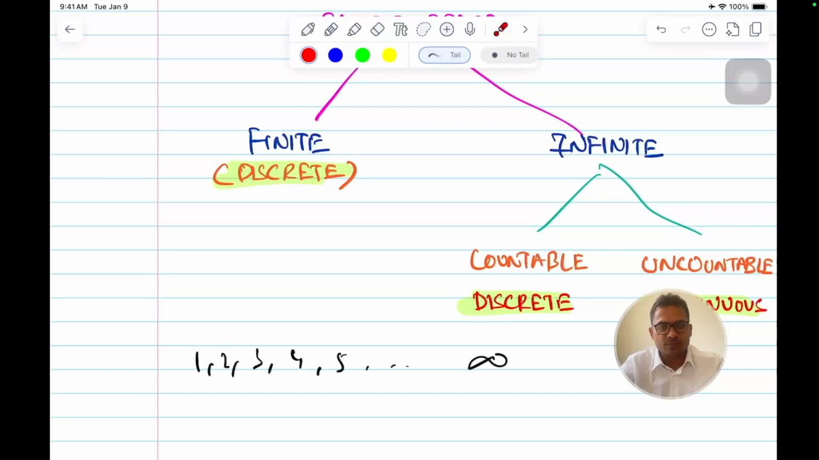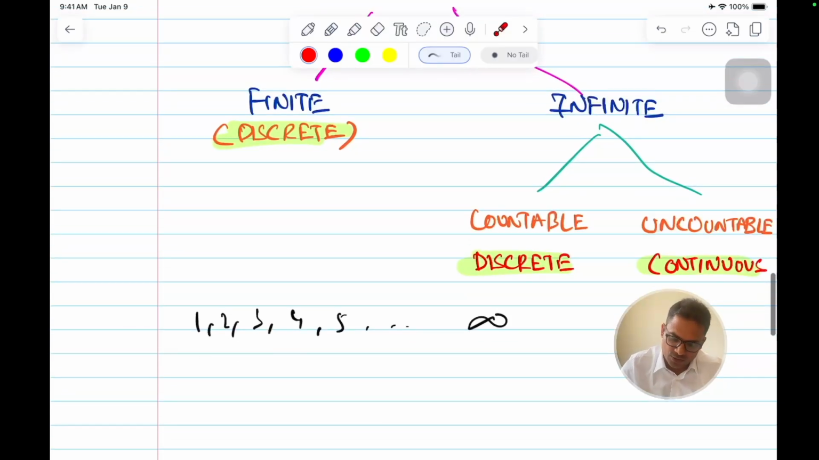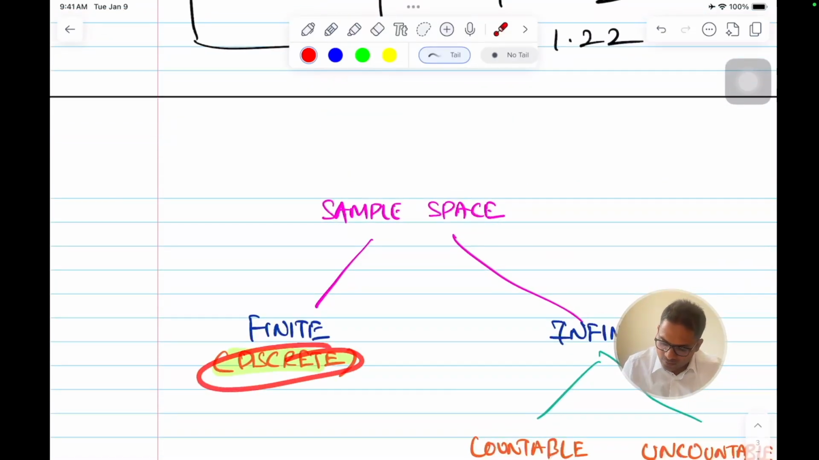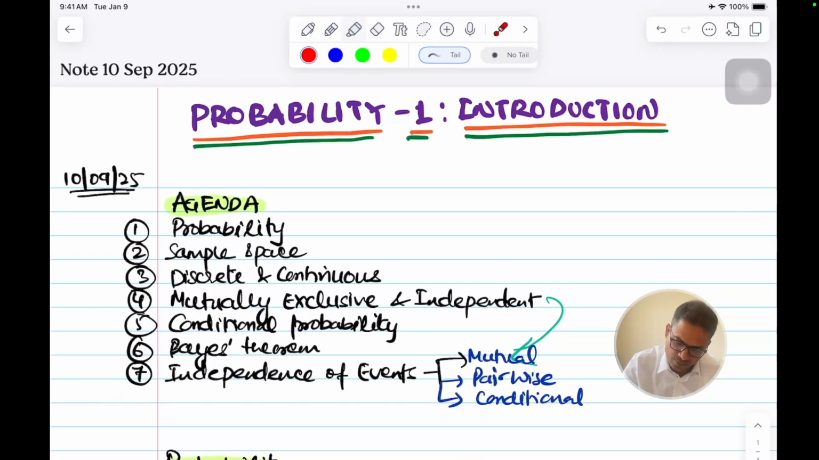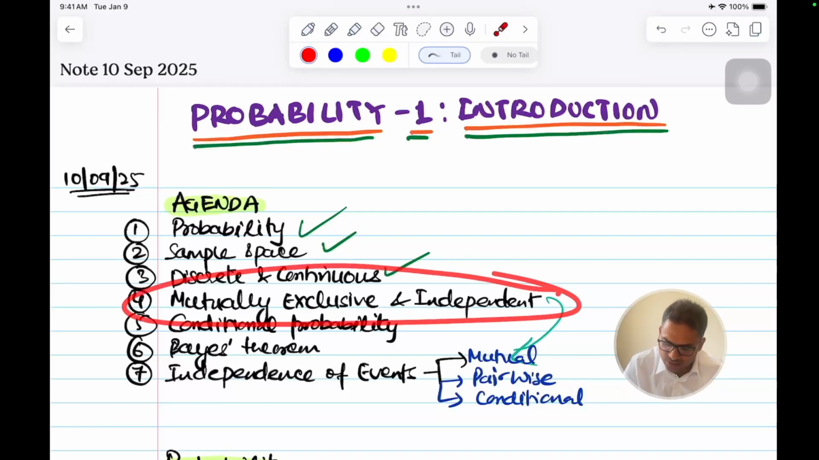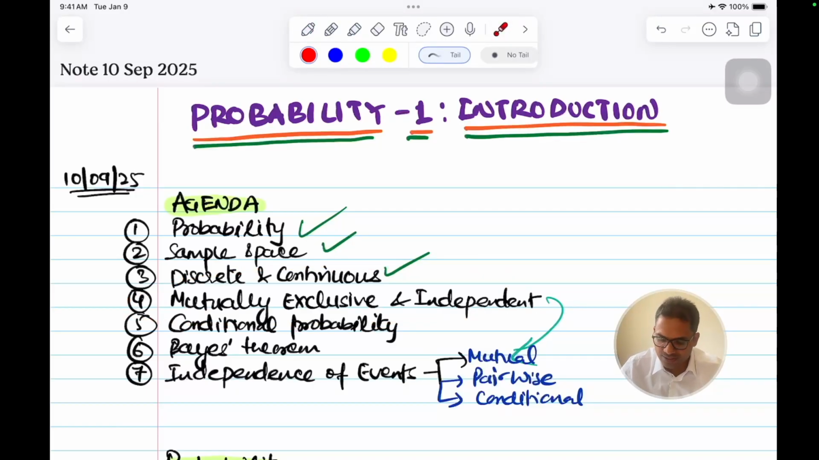Okay, so we have understood what is sample space, we have understood what is discrete and what is continuous. Now let's move to the next topic. What was our next topic? So this is done, this is done, this is done. Now let's move to mutually exclusive events, mutually exclusive and independent events. So let's go.